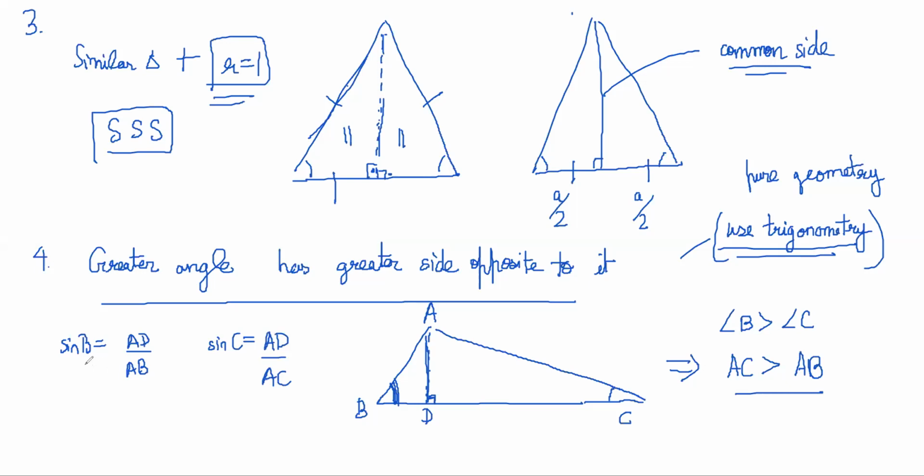And you will note that since B is greater than C, and in 0 to 90 degrees, sine is increasing with greater angles. Sine 60 is bigger than sine 30. So angle B is greater than angle C means sine B is greater than sine C. Therefore, AD by AB is greater than AD by AC. Therefore, AC is greater than AB. We can conclude very easily from trigonometry, but this is using some stuff about trigonometry. Ideally, I want to prove this without using trigonometry. I want to use no other tool other than pure geometry.